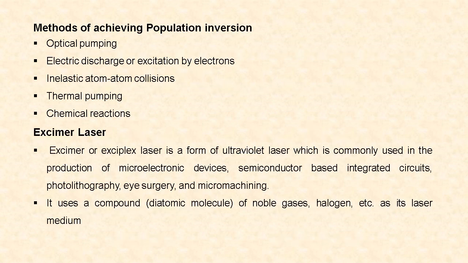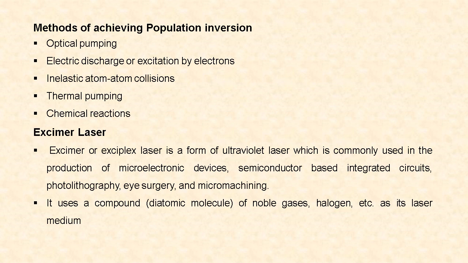The population inversion state can be achieved in the following ways: optical pumping using a light source, electric discharge or excitation by electrons, inelastic atom to atom collisions, thermal pumping and chemical reactions.